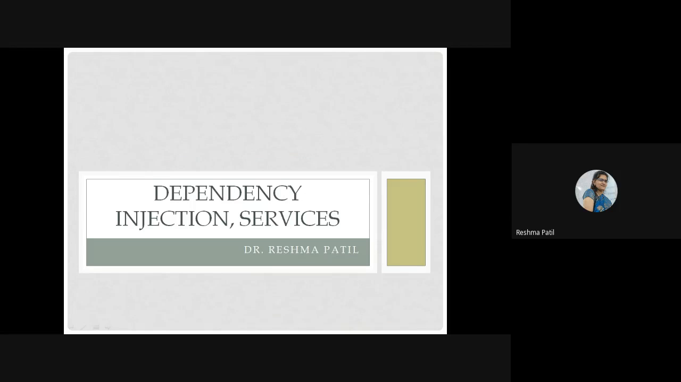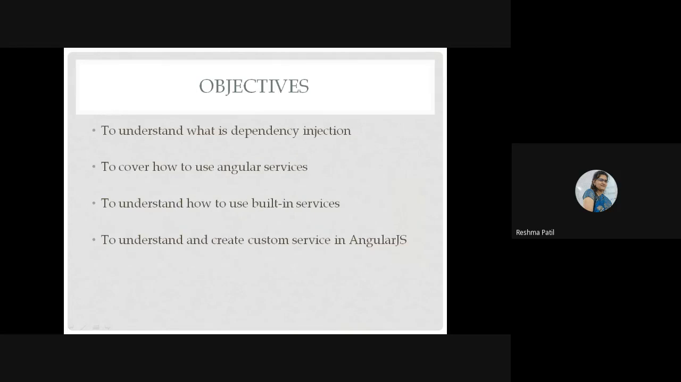Today, we are going to see dependency injection services. Objectives of this chapter: to understand what is dependency injection, to cover how to use Angular services, to understand how to use built-in services, to understand and create custom service in AngularJS.